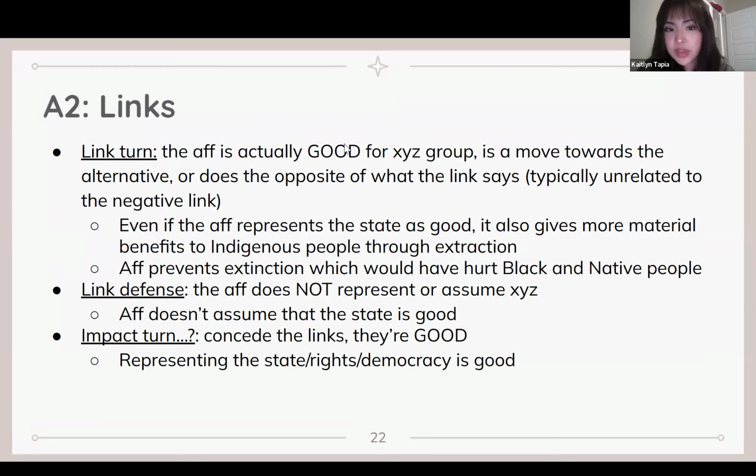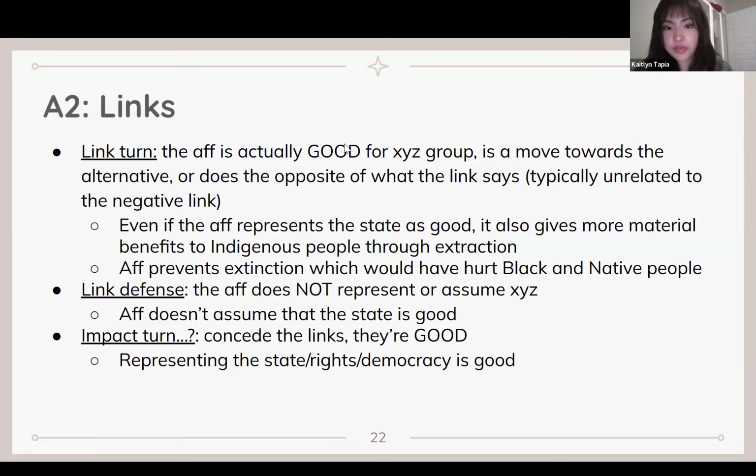So this proves that even if the AF represents the state as good, for example, it also gives more material benefits to indigenous people through extraction. This is an interesting argument. The second case says that extraction is bad for indigenous people, but the affirmative could argue that extraction poses benefits for indigenous groups as well, because it allows the state to have more resources and more money so that they can do things like welfare programs, which would help people in poverty. Indigenous and Hispanic populations are disproportionately in poverty in the United States, and so that could be a way to link turn that type of critique.